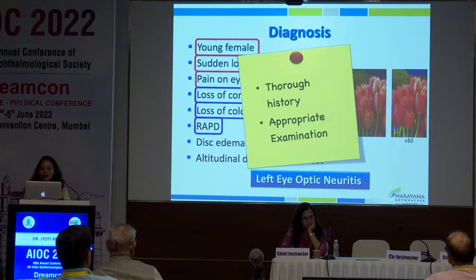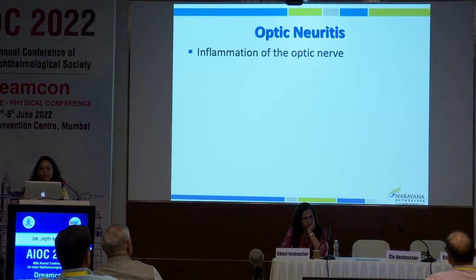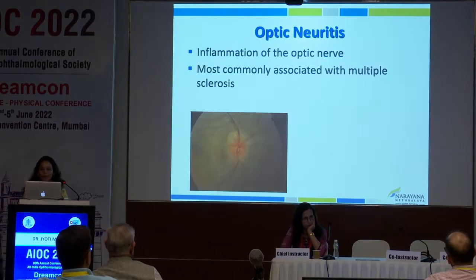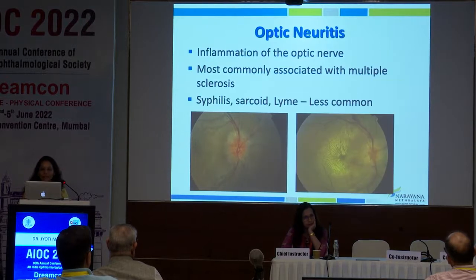How do you diagnose? A very, very thorough history and an appropriate examination. So what is neuritis? Inflammation of the optic nerve head, mostly associated with multiple sclerosis, but in the Indian scenario, look for syphilis, sarcoid, TB, etc. also to be seen, which is important.